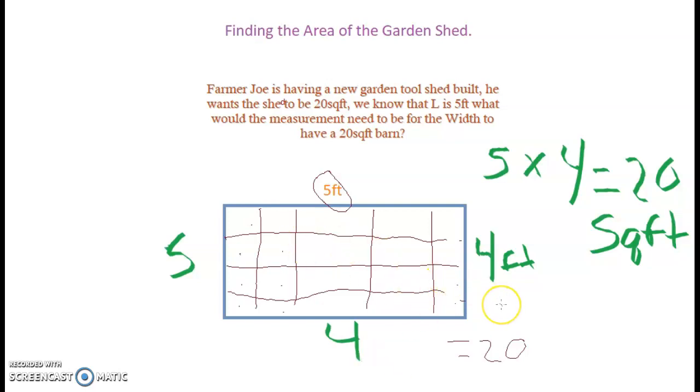But we found that our barn needs to be 5 foot long and 4 foot high to get our area of 20 square feet.